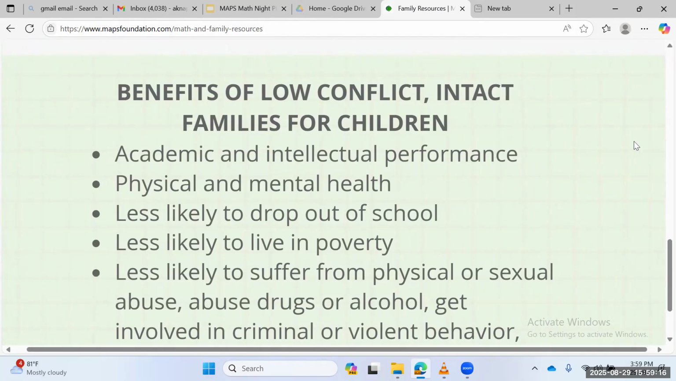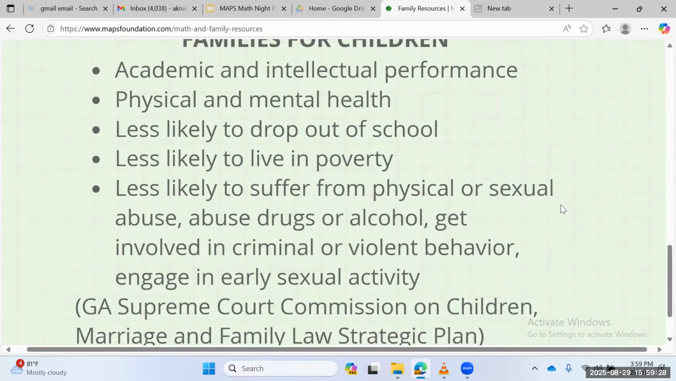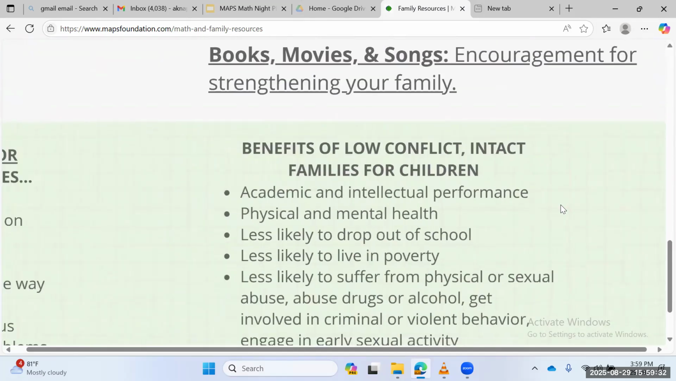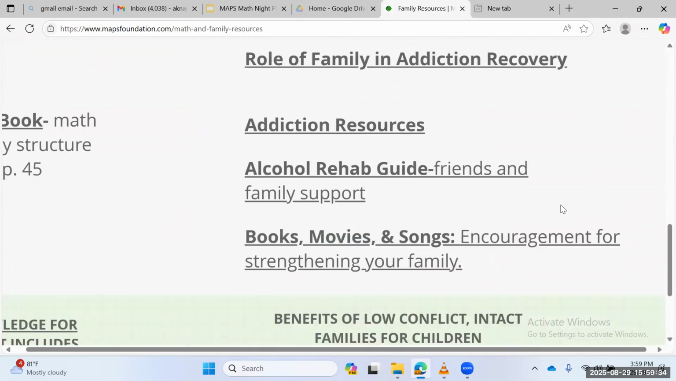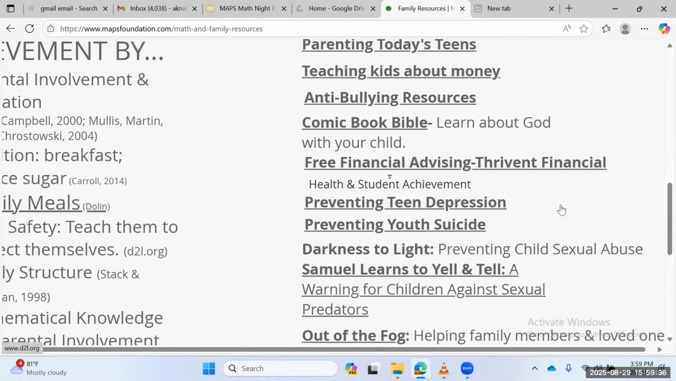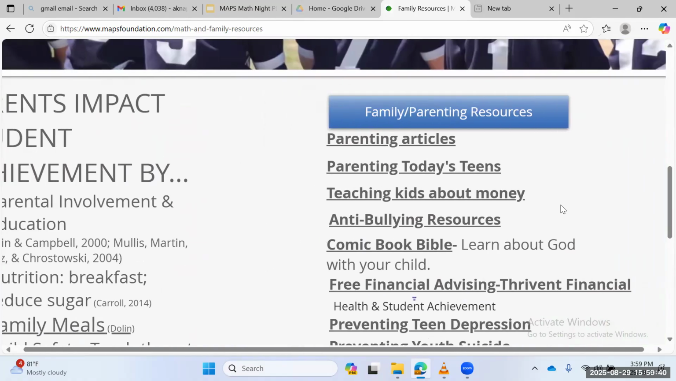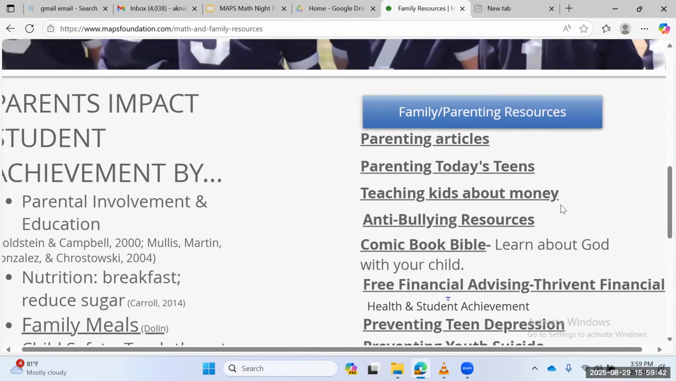We've got academic and intellectual performance, physical and mental health, less likely to drop out of school, less likely to live in poverty, less likely to suffer from physical or sexual abuse. So having a low conflict, intact family is absolutely a great goal to strive for. But it's not easy, and some things aren't even possible. But we can all work to improve and learn and grow as parents.